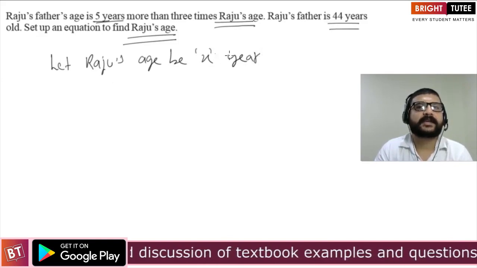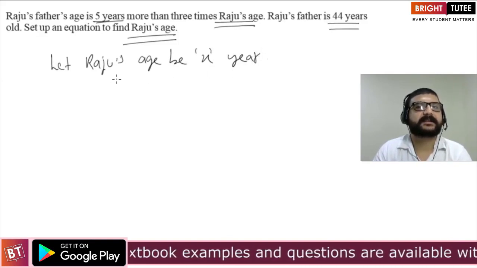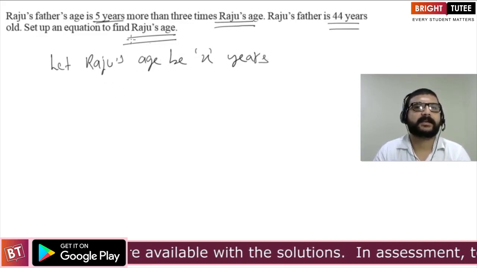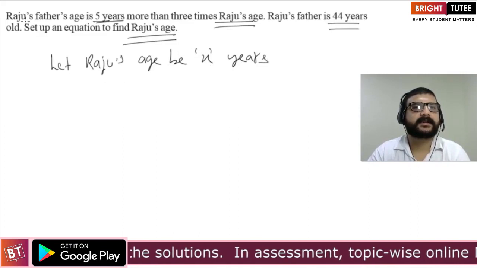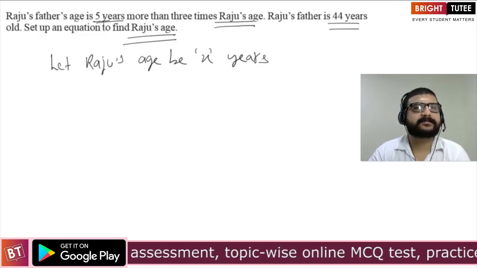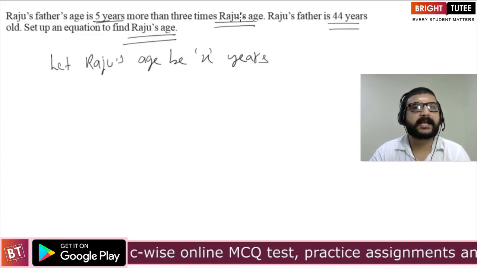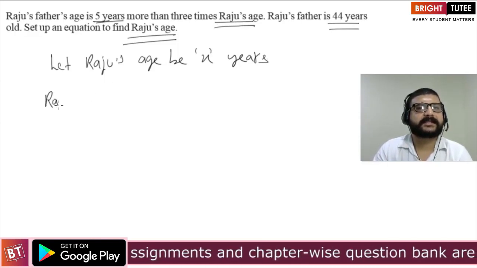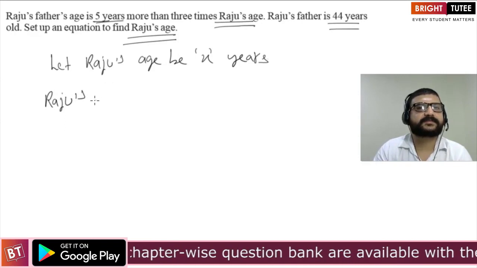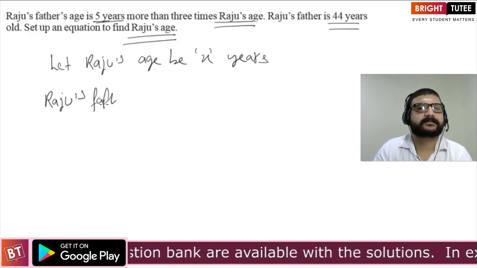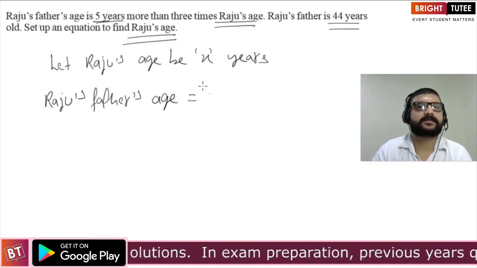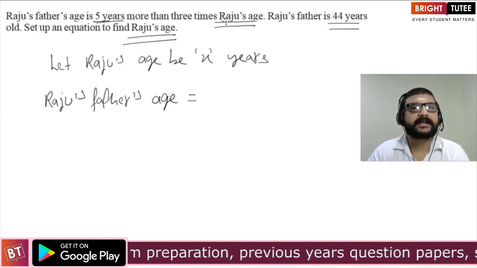So here we have made one assumption, which is Raju's age is x years. Now what is given to us? Raju's father's age is 5 years more than 3 times Raju's age. So Raju's father's age is equal to 5 more than 3 times Raju's age.